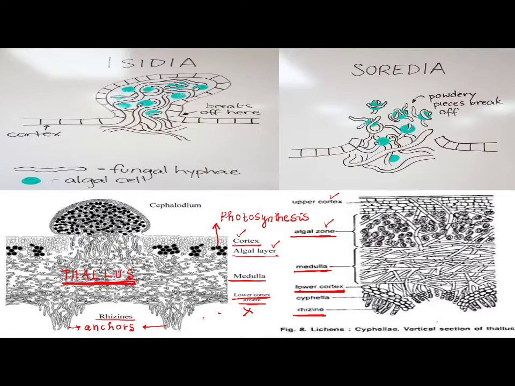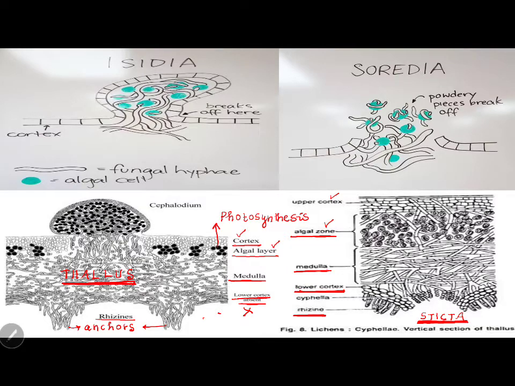The same thing here also. But after cortex, I have the algal zone, which is responsible for photosynthesis. Then I have the medulla. Then a few lichens do not have lower cortex and a few have it, like the genus Sticta. They usually have the lower cortex also, another layer.